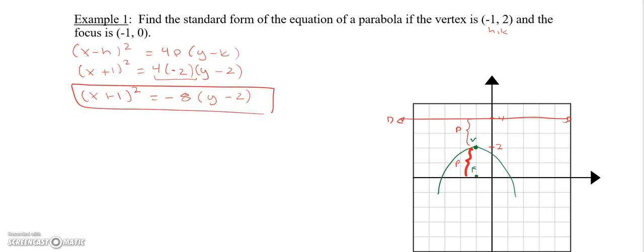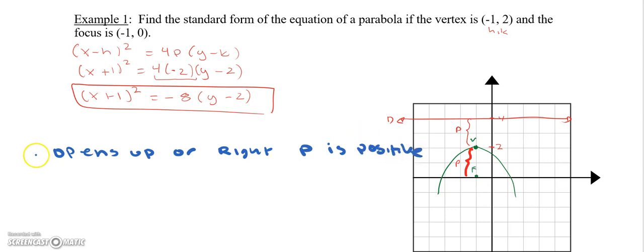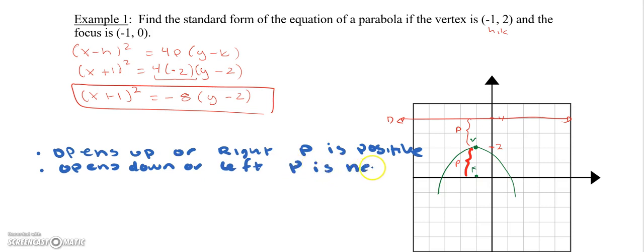So let's talk about one of those things that I just said about my p. If my parabola opens up or to the right, my p is positive. If my parabola opens down or left, p is going to be negative.